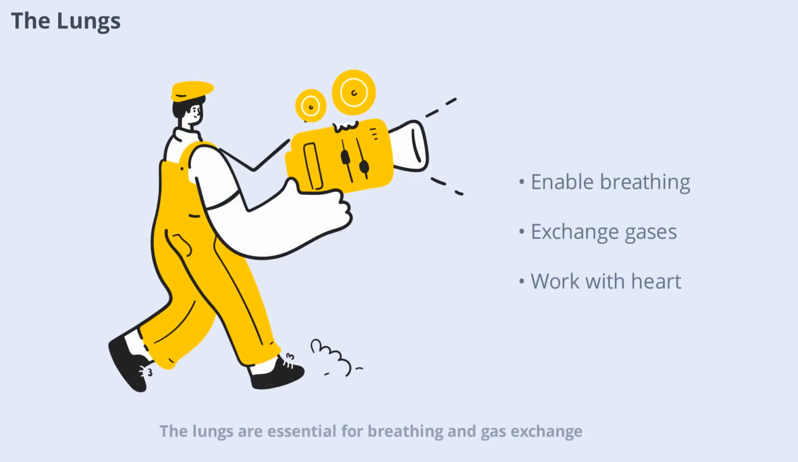The lungs are essential for breathing and gas exchange. They take in oxygen from the air and remove carbon dioxide from the blood. The lungs work closely with the heart to ensure that oxygen reaches every part of the body. Their spongy structure maximizes surface area for efficient gas exchange.